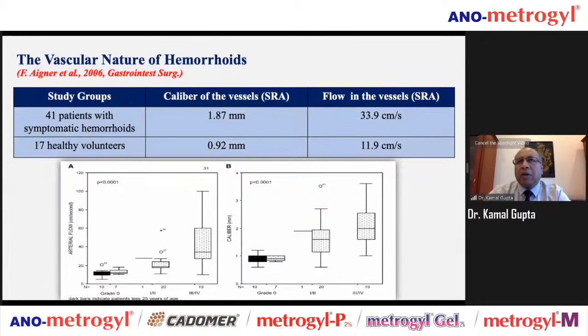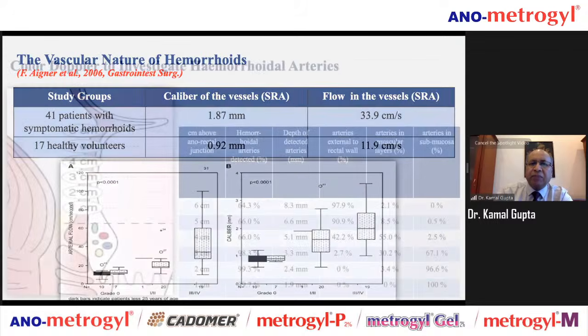Another landmark publication which came in 2006 was again from Aigner on the vascular nature of hemorrhoids. It was very clearly proved that in hemorrhoids, as compared to normal human beings, there is a 3 times increased blood flow. This led to a theory that was popularly known as the hypervascularization theory. That is one of the most important etiological factors in hemorrhoids.